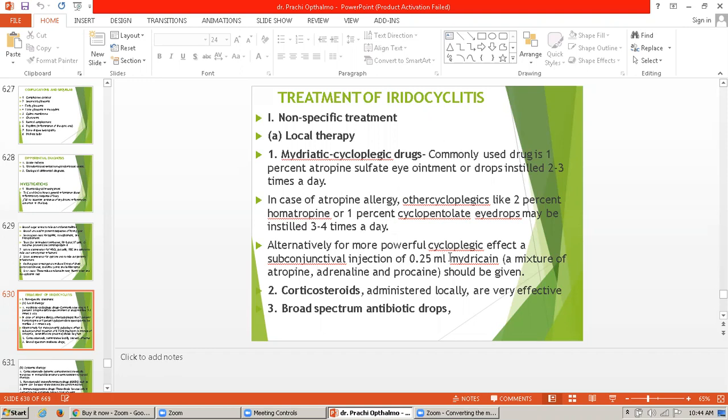Alternatively, for a more powerful cycloplegic effect, a subconjunctival injection of 0.25 ml mydricaine, that is a mixture of atropine, adrenaline, and procaine, should be given. So this is all about the local therapy in the treatment of iridocyclitis. Then second is corticosteroids, which are administered locally and are very effective. And third is broad spectrum antibiotic drugs.